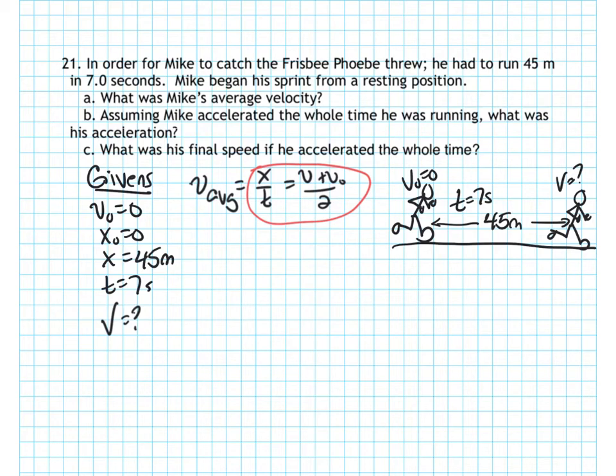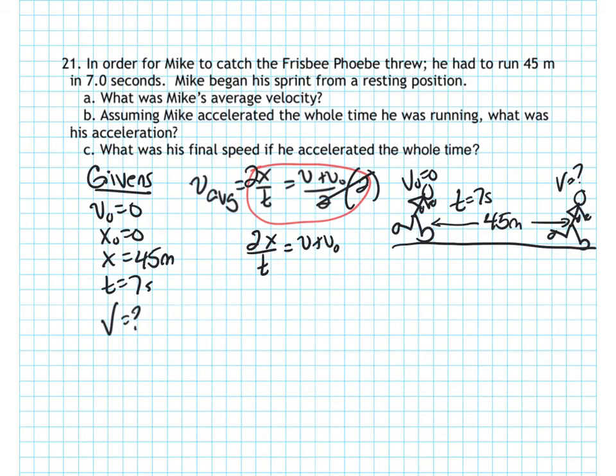Now I need to isolate v. So to begin with, I'm going to multiply both sides by 2. When I multiply both sides by 2, that'll put a 2 on this side and a 2 on this side. What's going to happen on the right is the 2's will cancel out. That'll leave me with 2x over t is equal to v plus v naught.